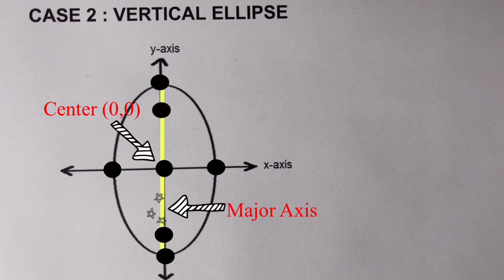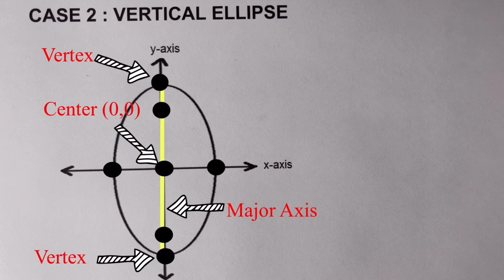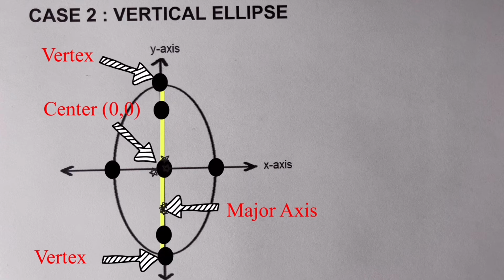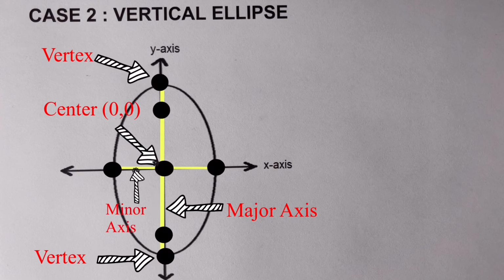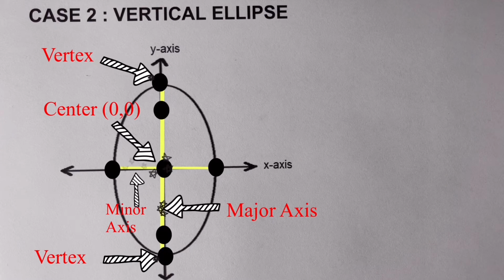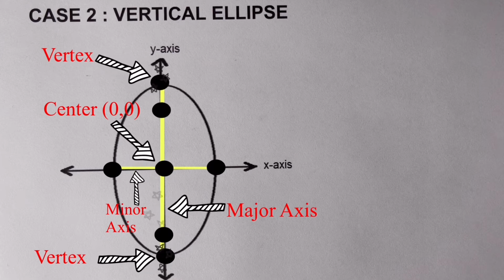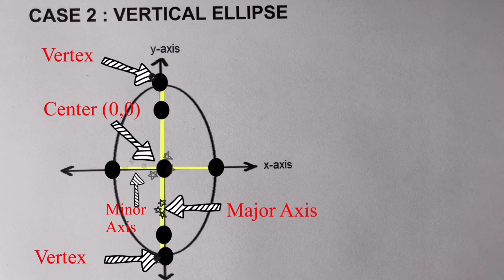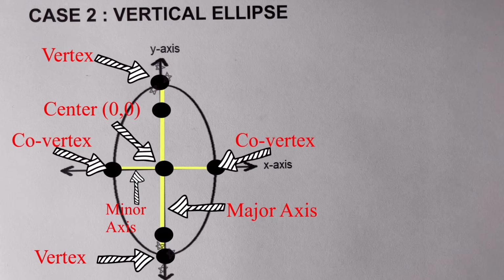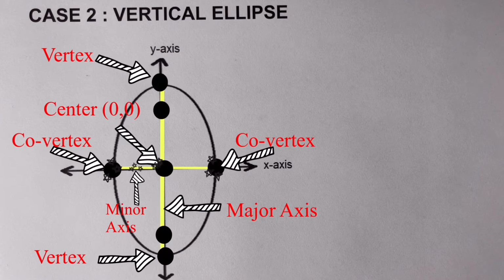We also have the parts which we call the vertex. There are two of them. We call them the two vertices. These are the two endpoints of the major axis. We also have a minor axis that is the shorter diameter of an ellipse that passes through the center and connects the two co-vertices. And along this minor axis, we have the co-vertices, or the co-vertex if it's singular. These are the endpoints of the minor axis.